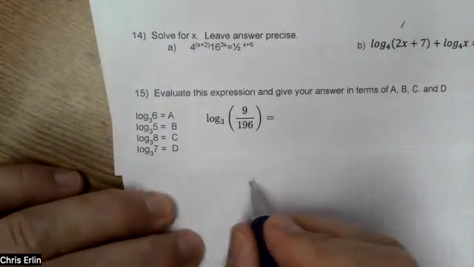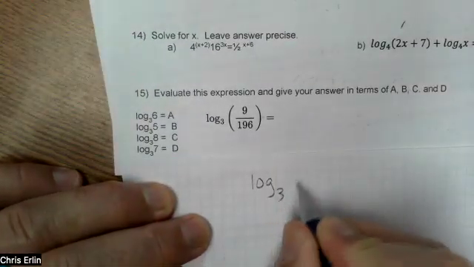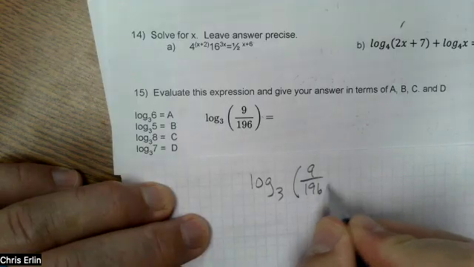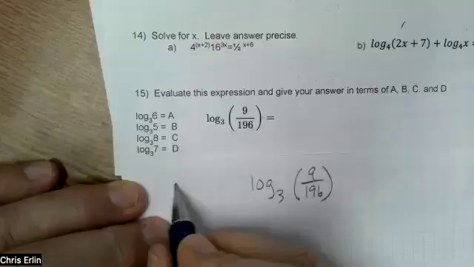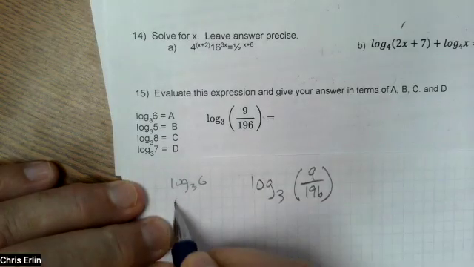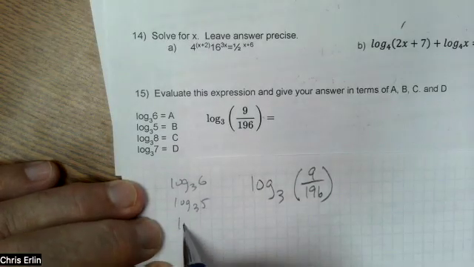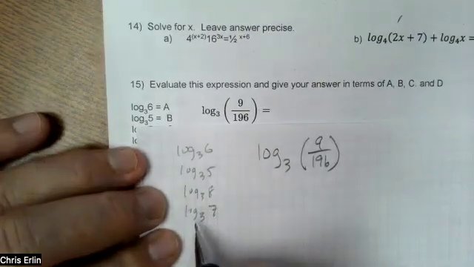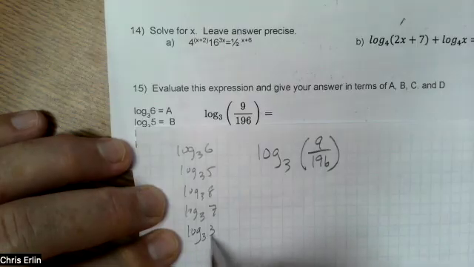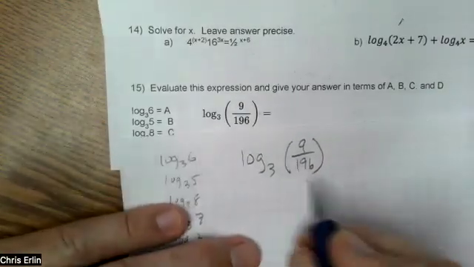15. We've got log base 3 of 9 over 196, and we want to express this in these terms, which means we can use log base 3 of 6, we can use log base 3 of 5, we can use log base 3 of 8, we can use log base 3 of 7, and of course, we can use log base 3 of 3, because we know that one's 1. So I'm going to factor this.